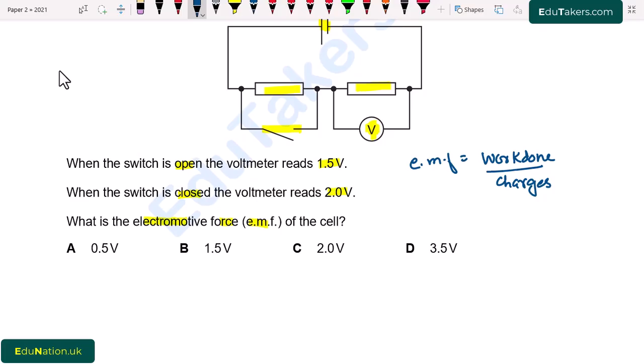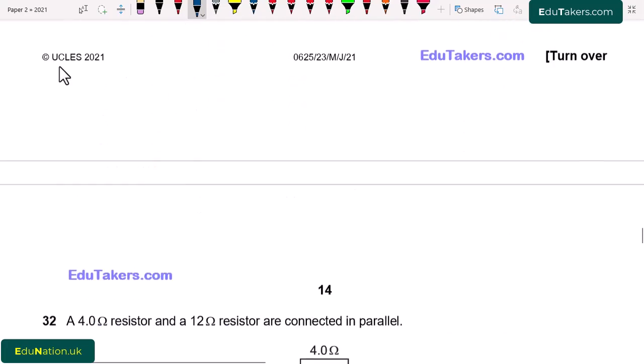And the voltmeter reading here is 2.0. It means that EMF is also equal to 2.0 volt. So from here, option C is correct, because EMF of the cell is equal to the voltmeter reading when the switch is closed.